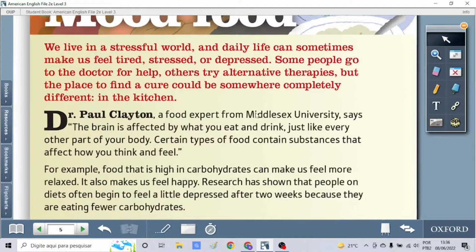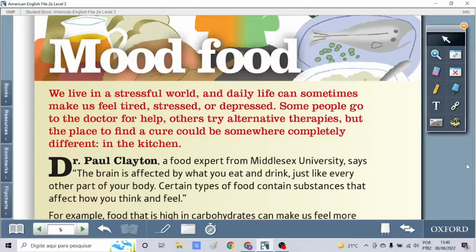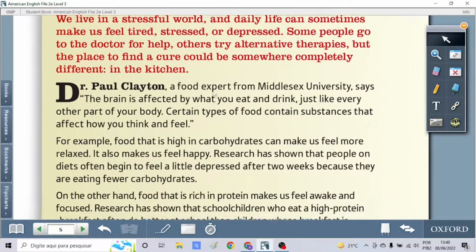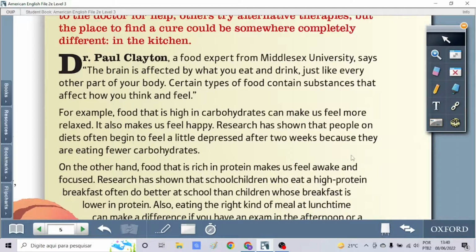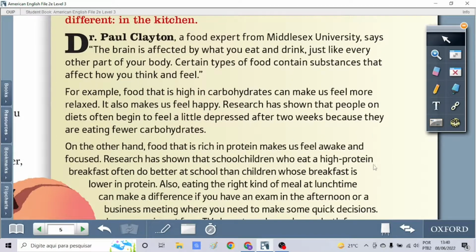Mood food. We live in a stressful world, and daily life can sometimes make us feel tired, stressed, or depressed. Some people go to the doctor for help. Others try alternative therapies. But the place to find a cure could be somewhere completely different, in the kitchen. Dr. Paul Clayton, a food expert from Middlesex University, says the brain is affected by what you eat and drink, just like every other part of your body.